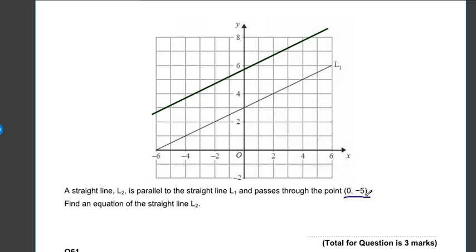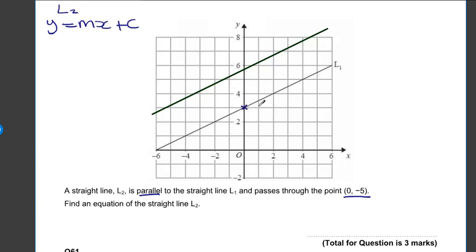And it passes through this point. Well, what do we need for any line? y equals mx plus c. Do we know what m is? Yeah, straight away, easy. I'm just going to call this L2, the line that we're looking for the equation of. We're told straight away what the gradient is. It's the same as this. Well, what's the gradient of that line?